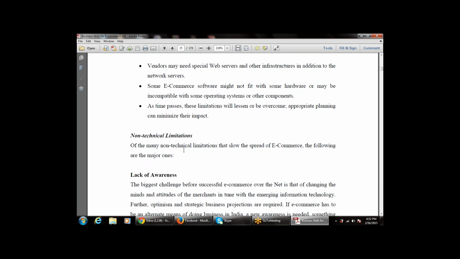The non-technical limitations include the lack of awareness. There is not enough awareness about e-commerce sites. That is, people should know what e-commerce is and why we are using it. What are the advantages of e-commerce? There is a lack of awareness of e-commerce in society generally.